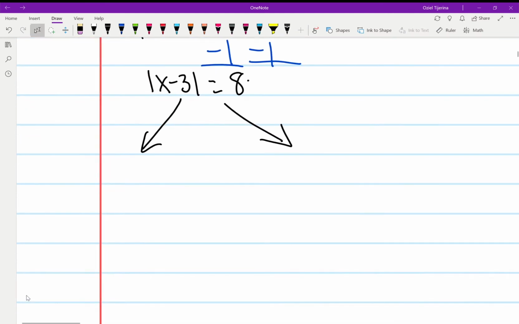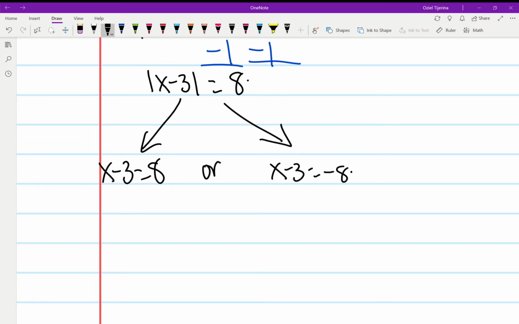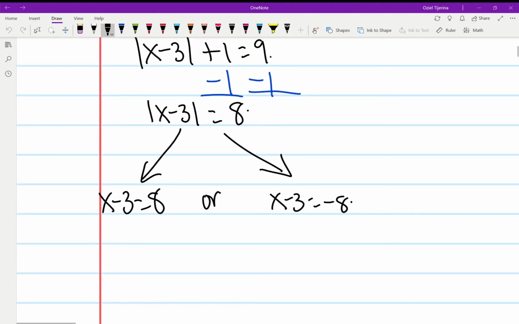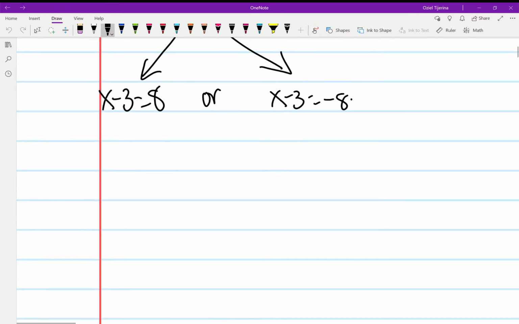So then that gives you two separate equations. It gives you x minus 3 equals 8, or x minus 3 equals negative 8. When you have an absolute value equation like this, it's like the last one where we separated them into two different linear equations. So you have x minus 3 equals 8, and you add a 3 on each side.